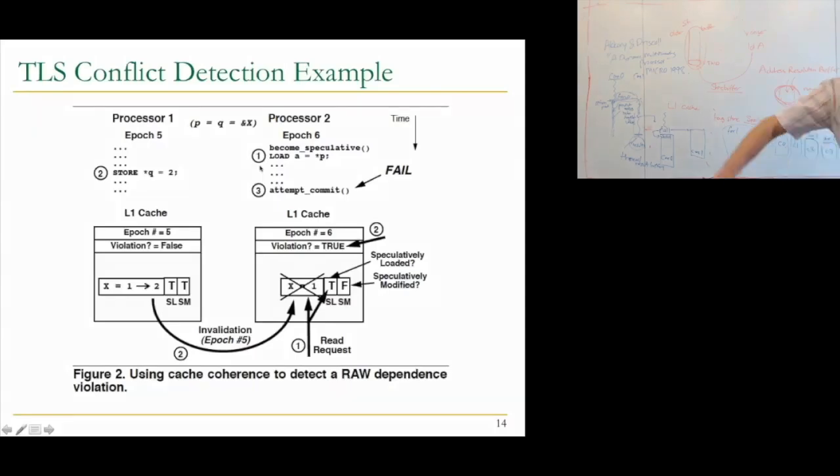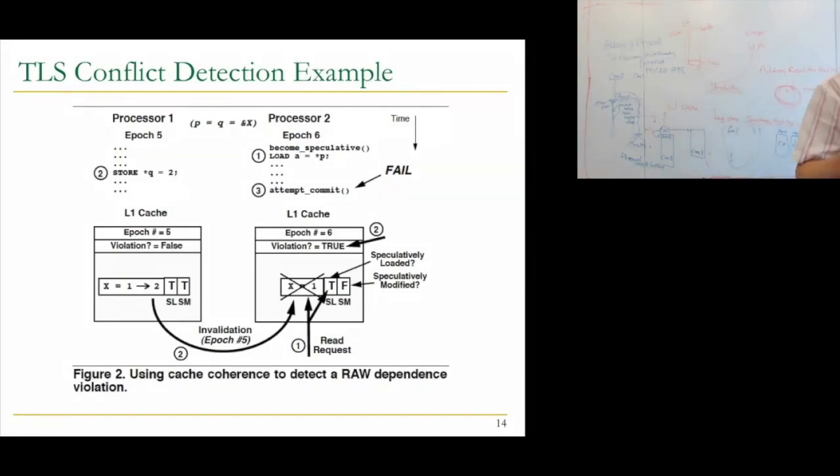Now at this point you can start squashing everything actually, but in this paper they don't do that. What they do is they wait until the attempt commit time, and the attempt commit checks whether the violation bit is set in the cache, and if that violation bit is set, then it starts the recovery process. It squashes this entire epoch over here and squashes all of the other epochs that come after it. So this is how you can use cache coherence to detect a read after write dependence violation through the invalidation messages. Now if this was an update-based protocol, you could do the same thing, right?